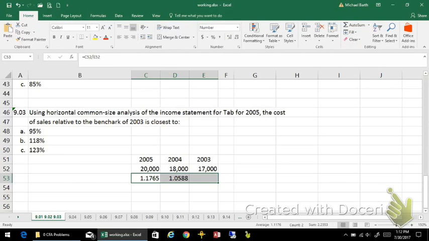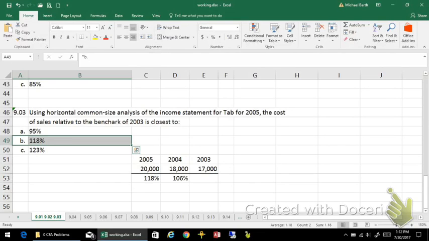And here, we'll format it for percents because that's what they're asking. And the correct answer is B, and it's simply 20,000 divided by 17,000.